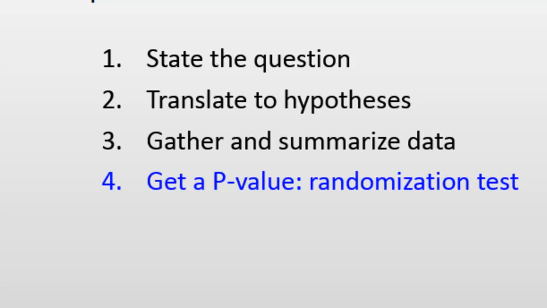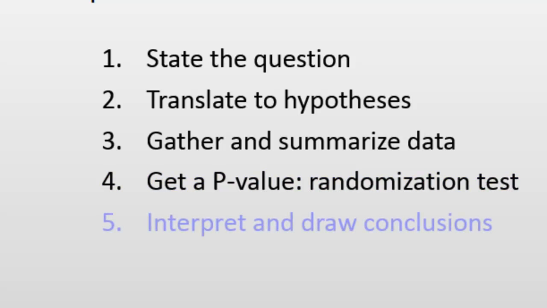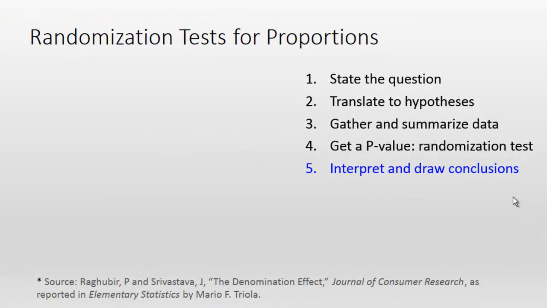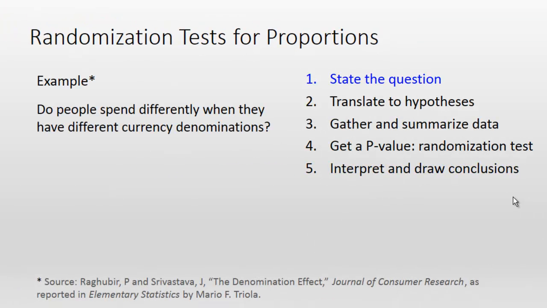The evidence we'll get will be in the form of a p-value, and that will tell us what to do, although how we get the p-value in this situation is a little bit different. And then we'll interpret that p-value in order to tell us what kinds of conclusions we should draw with respect to our hypotheses, and in the end we'd really like to be able to answer the question that we stated to begin with. So let's do this through a particular example.